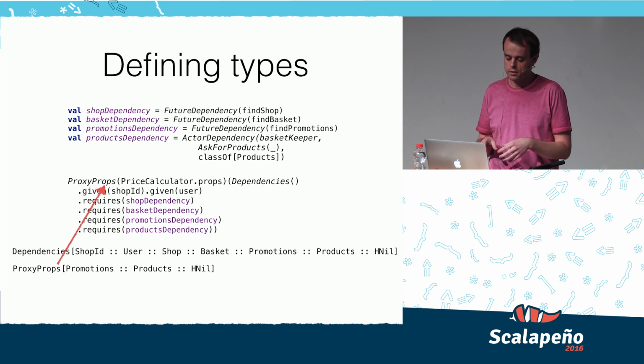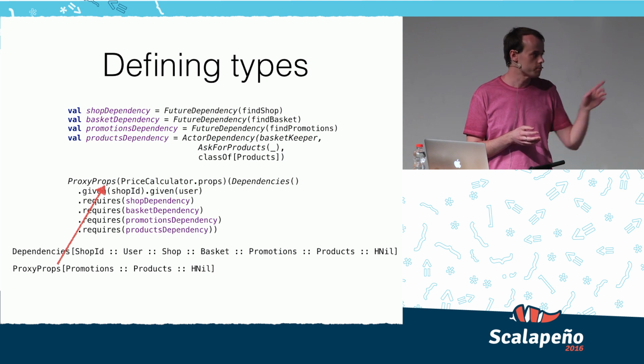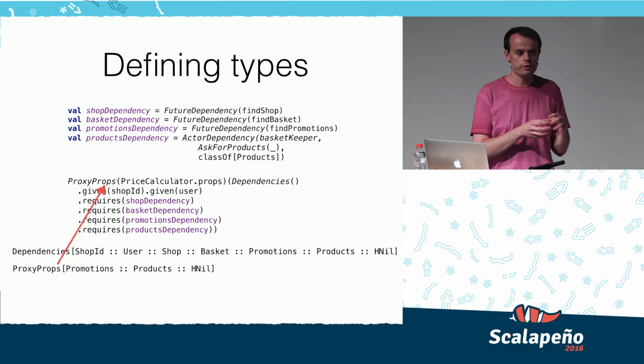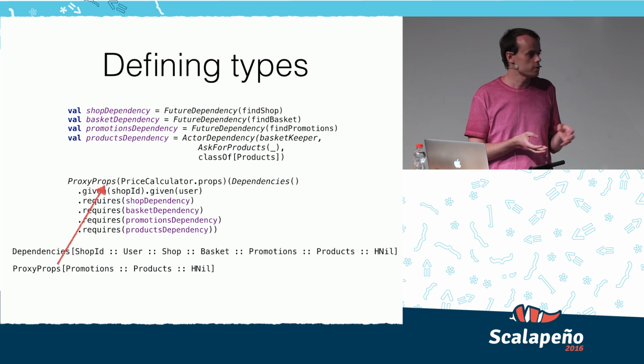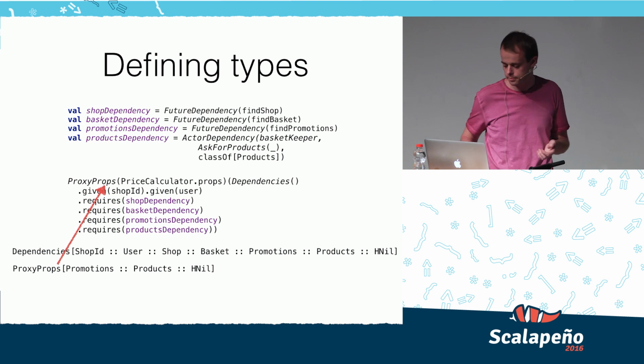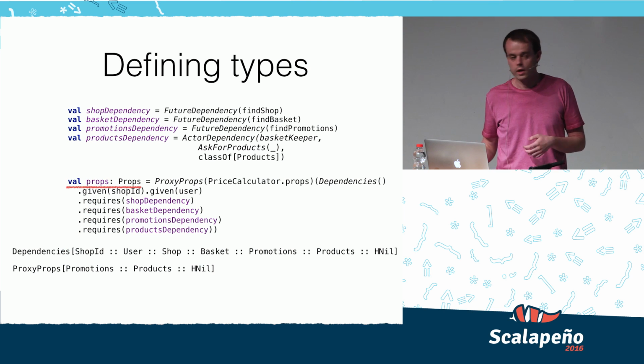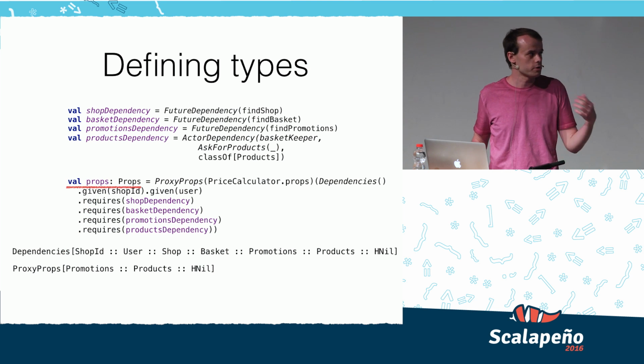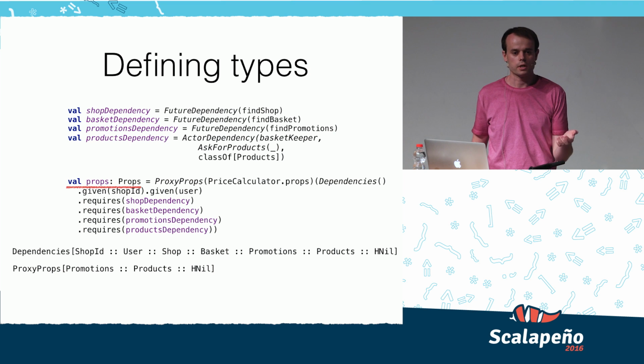In this case, this is a function taking two parameters, promotions and products. Here also we can reflect it in a generic way as a class parameterized with another HList. So in this case, we have two parameters, an HList with promotions and products. And the application of ProxyProps to some dependencies gives us just Akka Props, an Akka-provided class which lets us start an actor in the actor system.